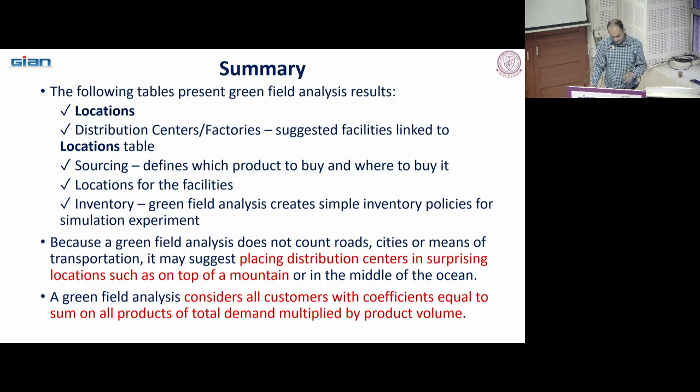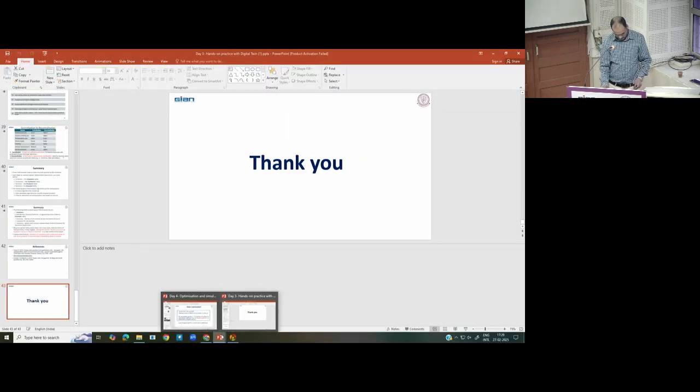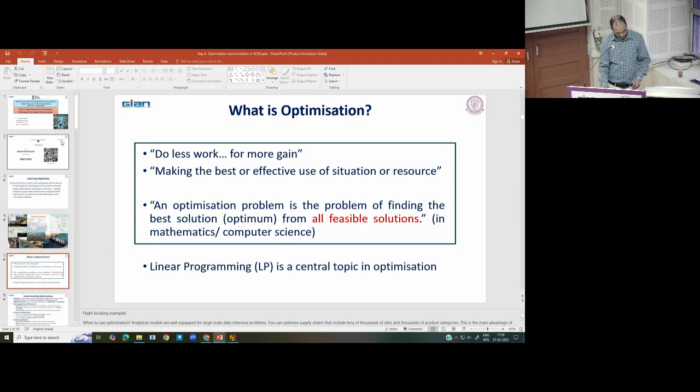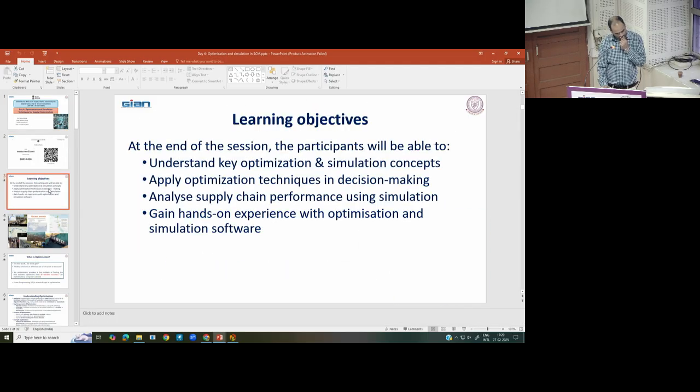Greenfield analysis doesn't count roads, cities or means of transportation, so it may suggest placing a distribution center in surprising locations such as the top of a mountain or in the middle of the sea. So that's why you need to run the GFA with your roads experiment. Okay, so this last part is done. I have got a couple of slides here related to optimization and simulation.